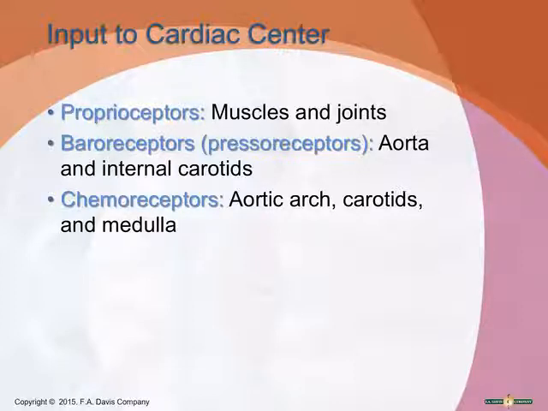Baroreceptors, also known as pressoreceptors, are in the aorta and the internal carotids. Those sense the change in blood pressure. If the blood pressure falls, it's going to send a signal to make your heart beat faster to increase the cardiac output. And then chemoreceptors in the aortic arch, in the carotids, and the medulla can detect changes in carbon dioxide, decreases in oxygen, and decreases in pH. In response, the sympathetic nervous system is going to tell your heart to beat a little faster so that stroke volume goes up and circulates more oxygen.